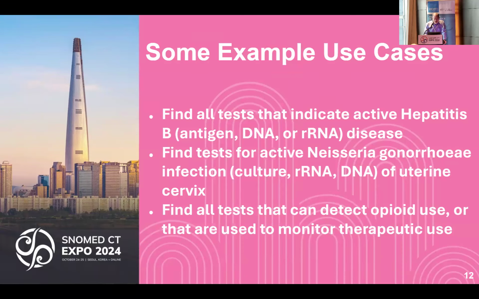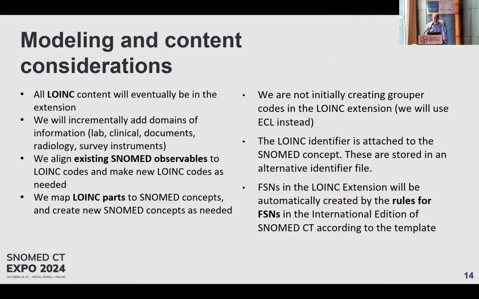So having said that, the kind of things that we're thinking about that you can do against the new ontology would be to find all the tests that indicate active hepatitis B, or find all the tests for active Neisseria gonorrhea infection, both cultures and RNA and DNA and et cetera. Or find all the tests that can detect opioid use, or are used to monitor the use of opioids.